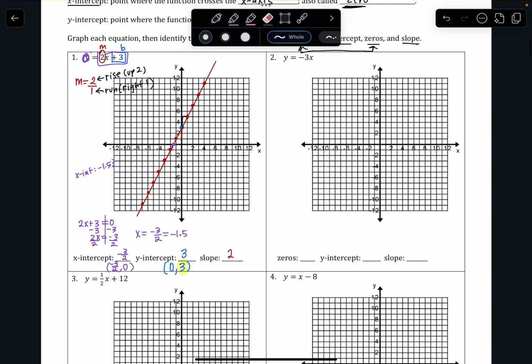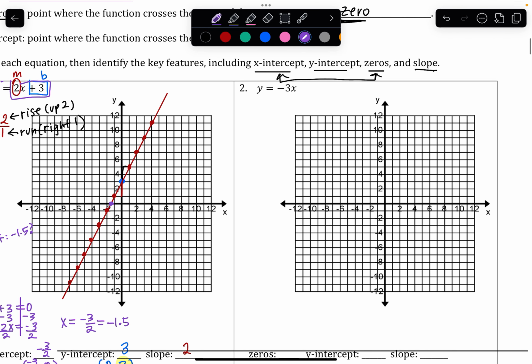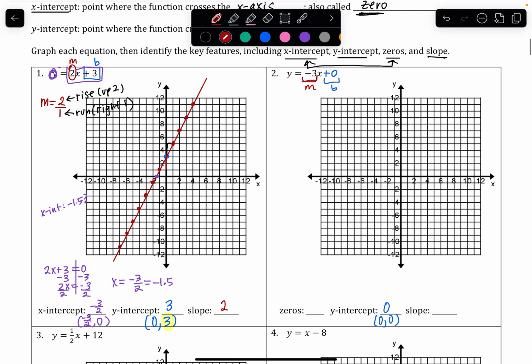For this next example, they are not giving us a plus number, but the number we are given is next to x, and so we know that's our m. And if there's no plus number, you can fill in a plus 0. That's going to be your b value, your y-intercept. And so my y-intercept is 0, or writing it as an ordered pair, (0, 0). And my slope is -3.